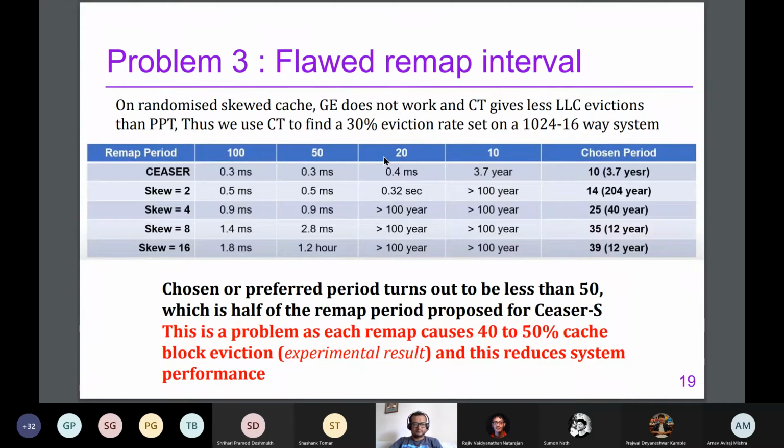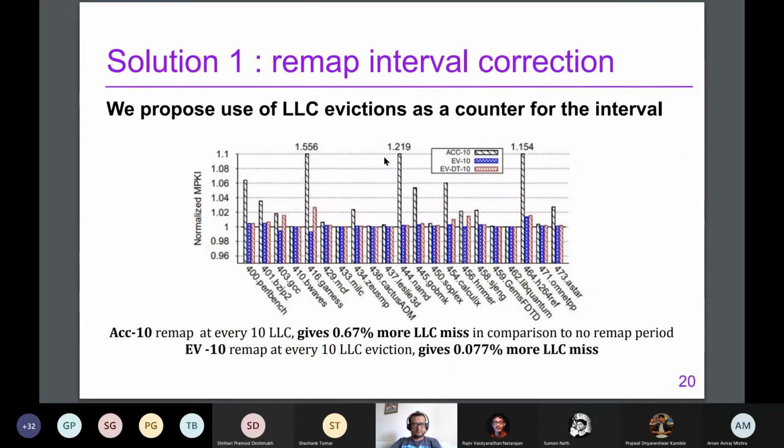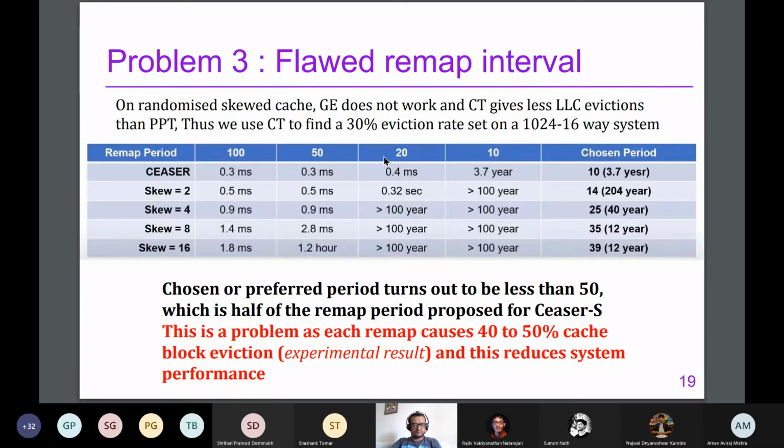Okay. Moving on, the problem is that at every remap there is roughly 40-50% cache block eviction, which causes a reduction in the system performance. So next slide, please.